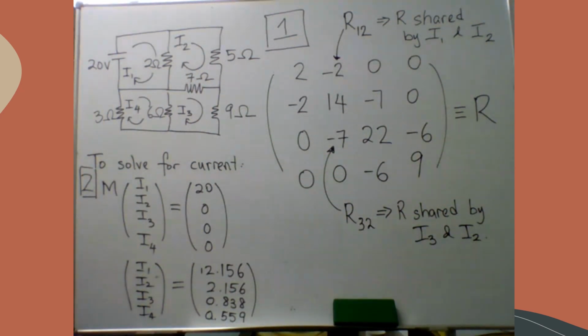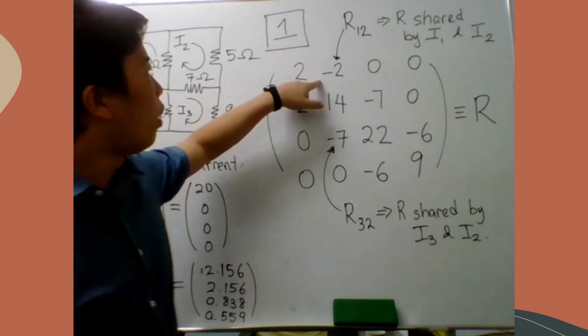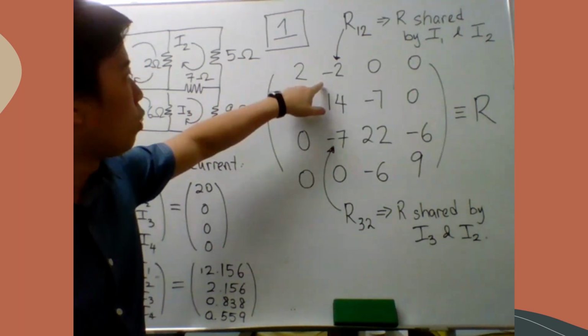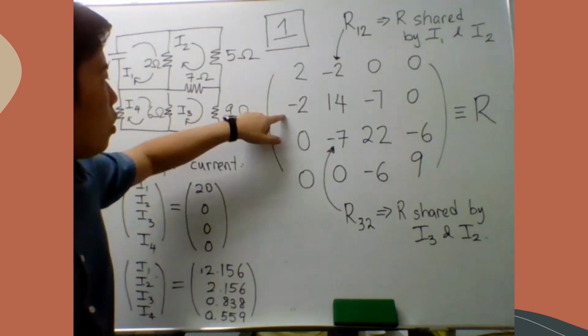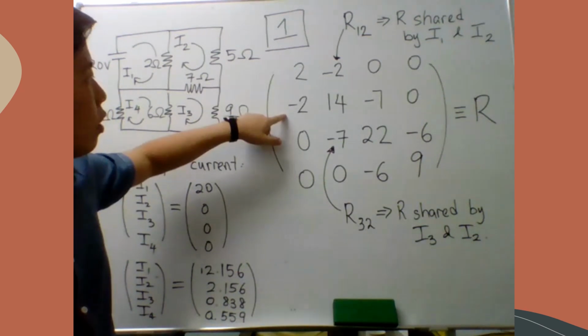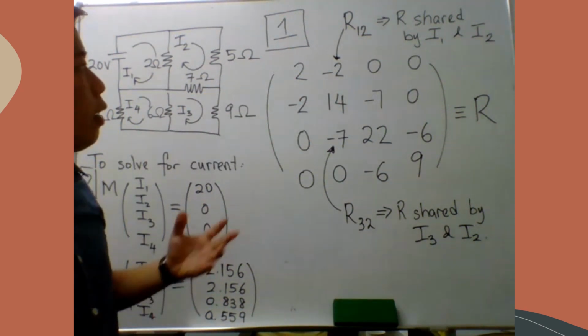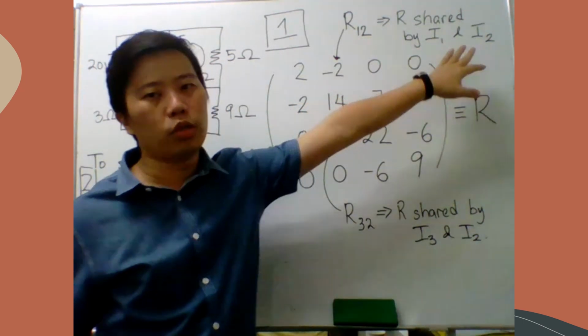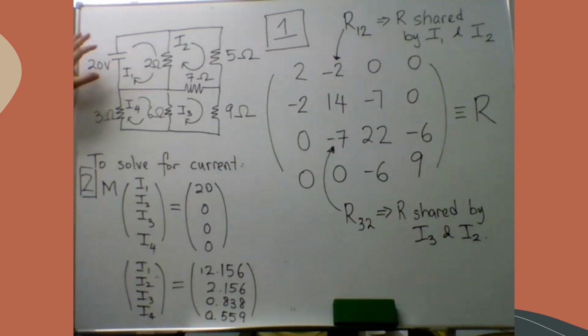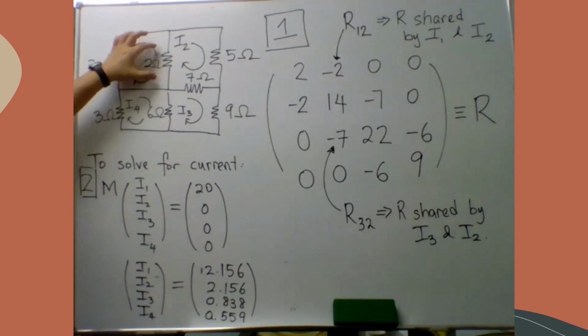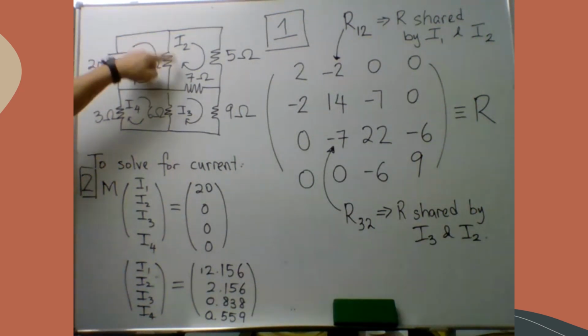Now we can proceed to the non-diagonal elements. The first thing that we will look at is, for example, R12, row number 1, column number 2. So R12, and this is R21. This is basically the resistance shared by current number 1 and current number 2. If you look at here, the resistance that is shared by current number 1 and number 2 is just this guy here. So this is going to be 2.